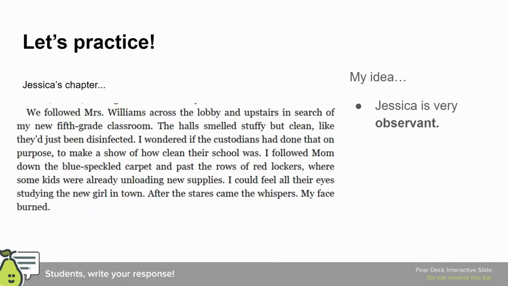All right, I assume you found probably a couple different places. One that really stood out to me was, I think it's the 4th sentence. "I followed Mom down the blue speckled carpet and past the rows of red lockers where some kids were already unloading new supplies." It's just loaded with observation. She's got the color of the carpet, of the lockers, the actions that the kids are doing, the smell of the hallways in that 2nd sentence. So hopefully you found some of the same type of lines to support your idea. And of course, when you write about it, you're going to say, I think Jessica is very observant.